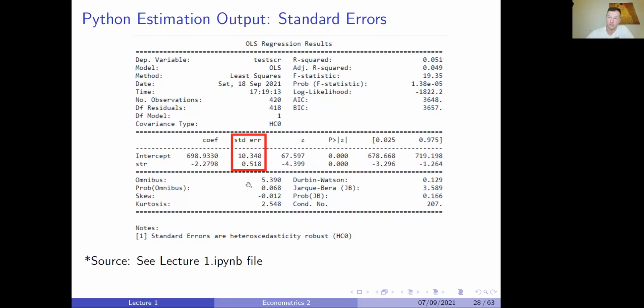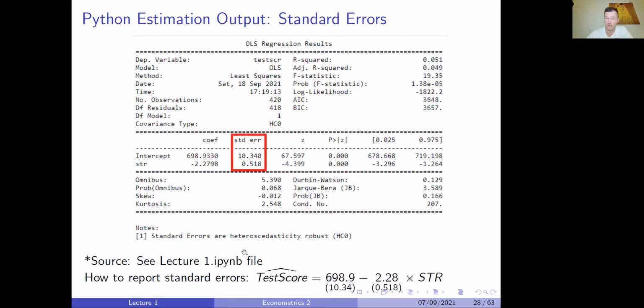So now, going to the Python output. Standard errors, so the denominator of that t-statistic, are also reported in the regression output here. And whenever we want to write the expression of the estimated regression line or sample regression line, we do like this. We have coefficient estimates in the usual place, and under these estimates we report, in parentheses, standard errors.